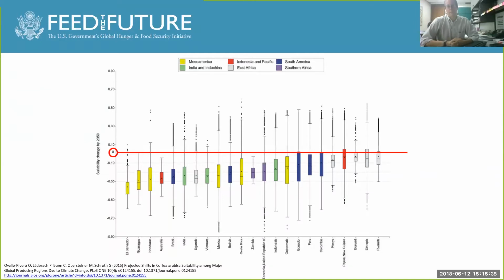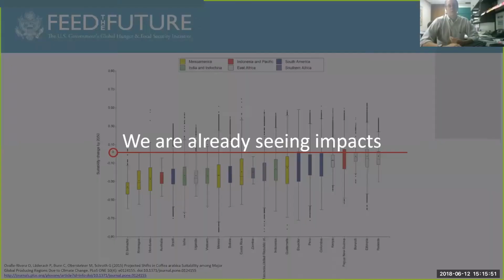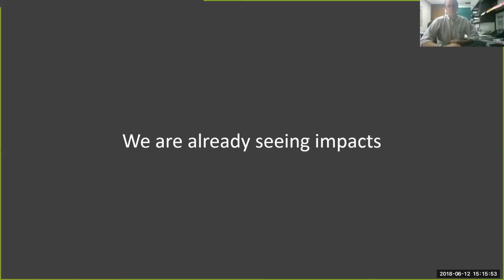So you can see that the vast majority of coffee producing countries globally will see a reduction in the areas that are currently suitable for Arabica production if we do nothing. Now, climate change is something that we talk about often in the future, but it's something that we're already beginning to see impacts. And again, you probably have seen these in your supply chain, and I won't belabor the point, but I think it's important to just mention them.